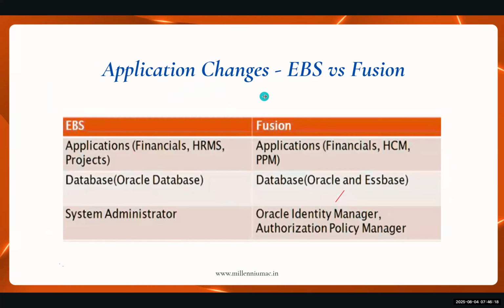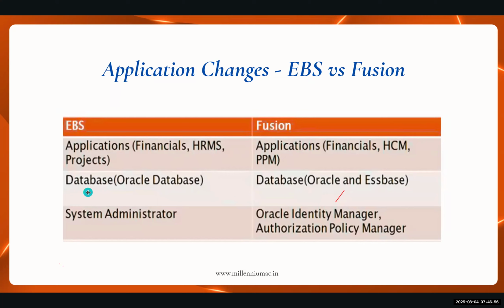So coming to the application changes. Here we have applications. We used to call them in the EBS as financials. Here also it is financials, there is no change. In the EBS, we used to call it HRMS, human resource management services, but here we call it HCM, human capital management. And here we have the projects, and here we have the PPM, project portfolio management.